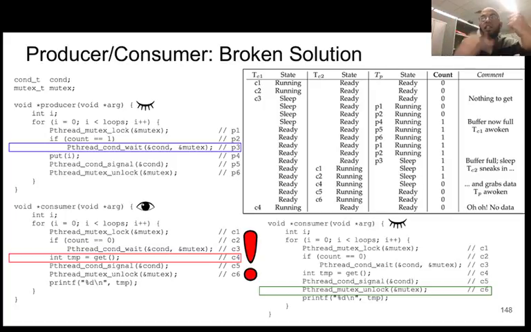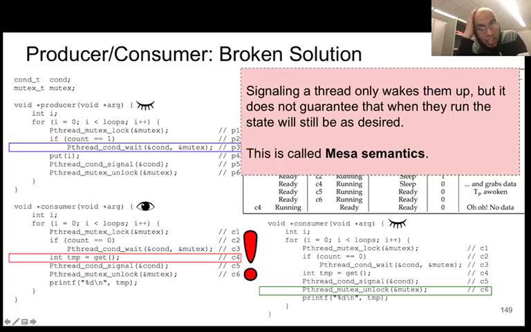Okay? And now, when the first consumer woke up, it has no way to double check. I mean, it cannot basically run the code backwards, right? It cannot check if count equal to 0 again, right? So it has already been woken up. So right now you have an issue. You're trying to get data that is non-existent. So signaling a thread only wakes them up, but it does not guarantee that when they run, the state will be as desired.